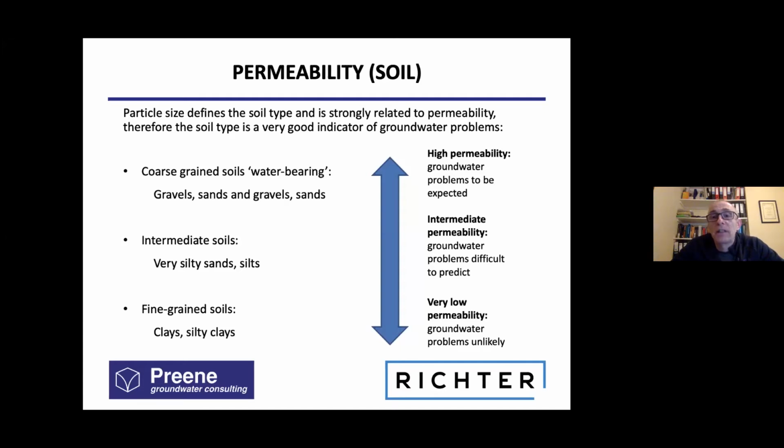At the other end of the scale, very low permeability soils, we can excavate into those, and we tend not to have groundwater problems. These tend to be soils where the dominant particle size are clays or silty clays. So, for example, that might be a till deposit.